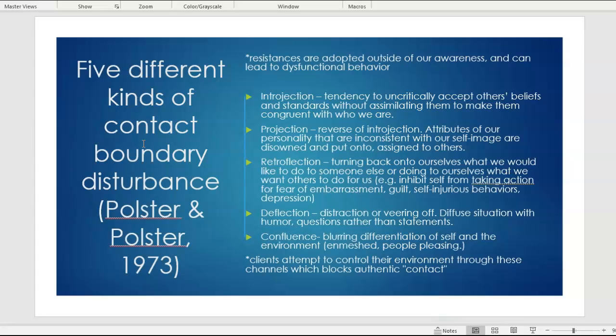Is it Irvin or Irv? Irving. Irving and Miriam, right? 1973.